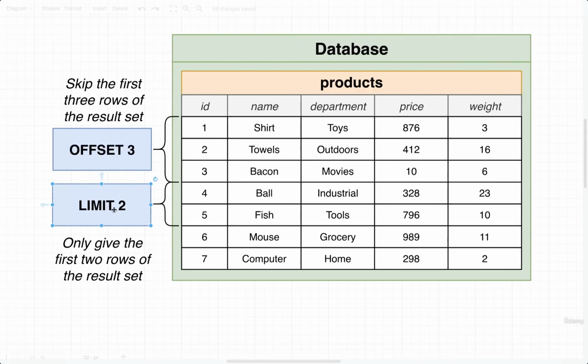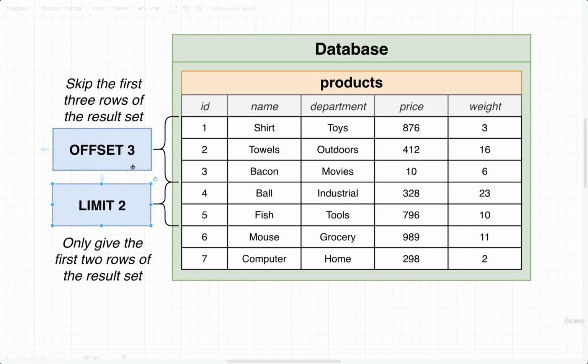Limit is somewhat similar in nature. It is going to constrain the number of records we get back from the result of a query. Limit, in particular, is going to make sure that we only take some specific number of records out of the result set. You are frequently going to see limit and offset being used together.